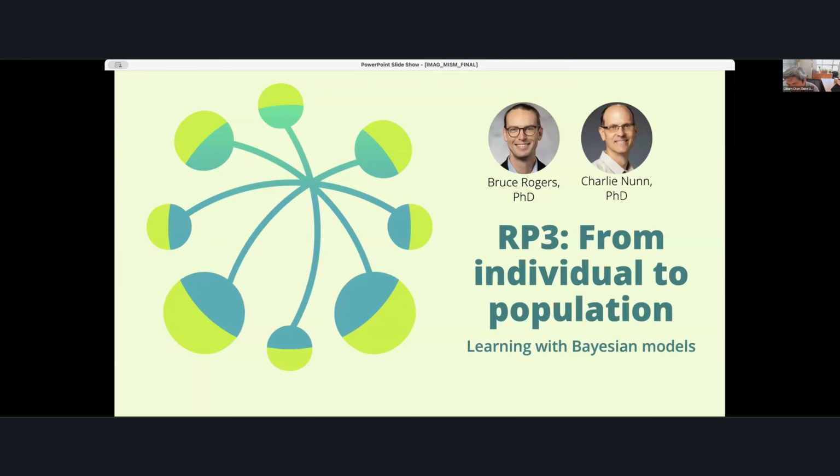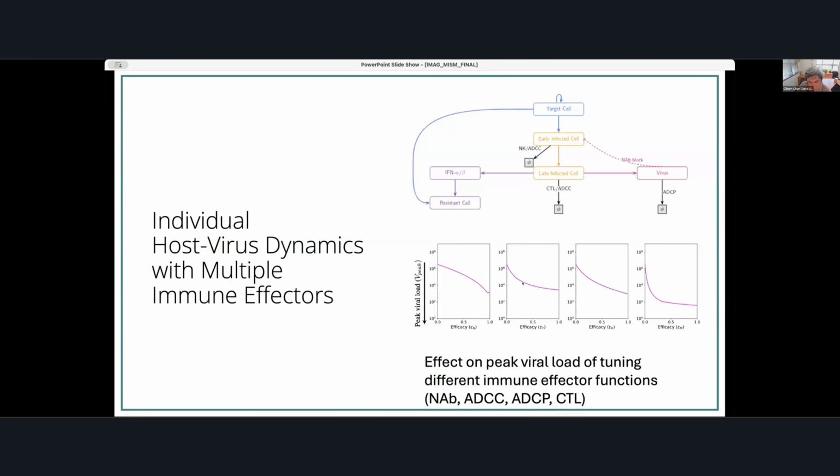Research project 3 moves from the individual to the population, and here we want to investigate statistical methods, specifically a Bayesian framework for doing this. At the individual level, again, these are models you all are probably familiar with. We can model host virus dynamics, and a little novelty is that because we have a very close relationship with the labs that measure immune functions, we can put in parameters for things like neutralization, ADCC, ADCP, or CTL, and get the lab to measure them to some extent.